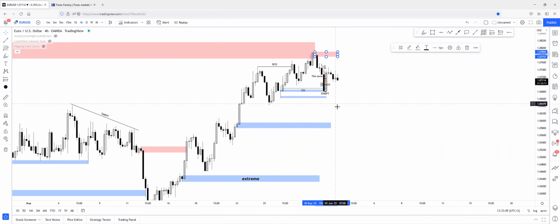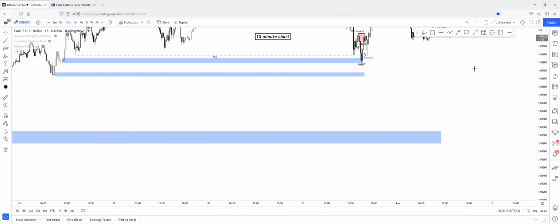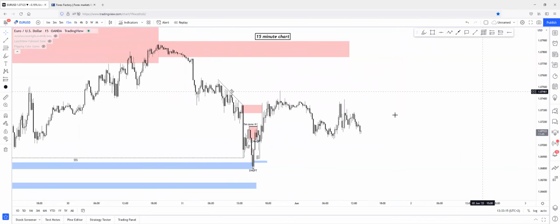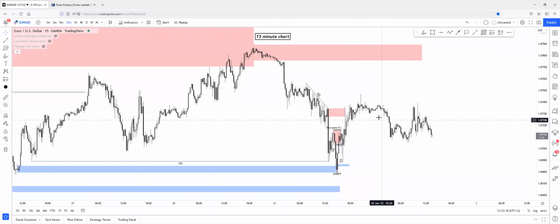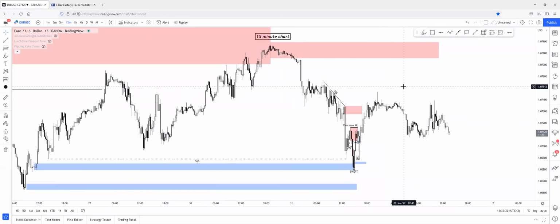Let me just fix on these zones. Let me switch to the 15-minute chart and take a look at it. What can we see on the 15-minute chart? I already broke it down in yesterday's. Let me just read the chat.